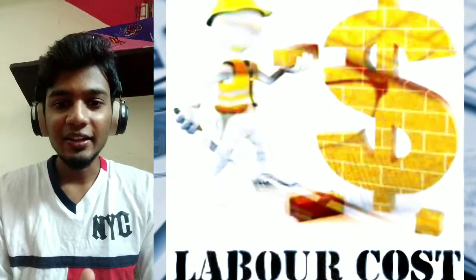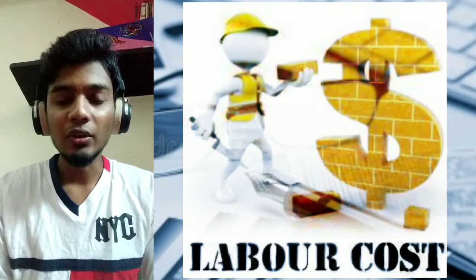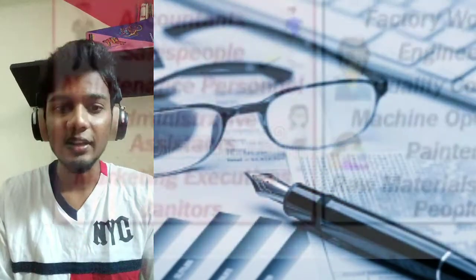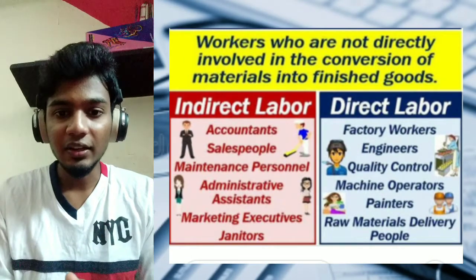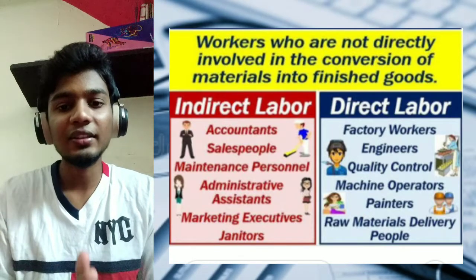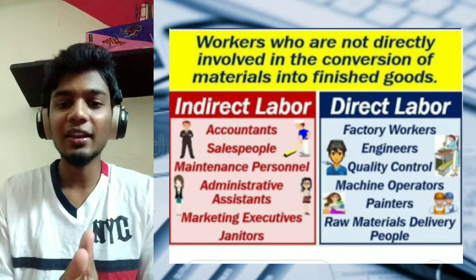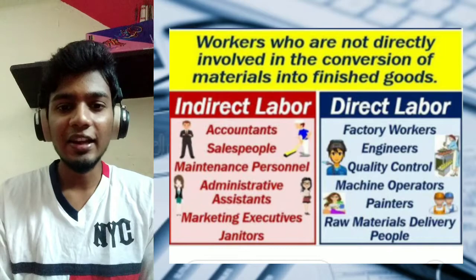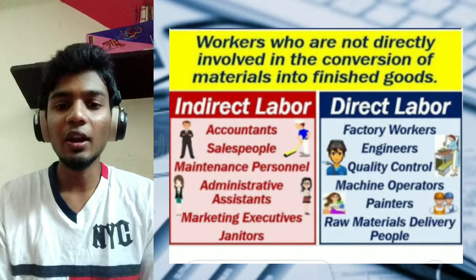Now, the second element is labor cost or employee cost, whichever you prefer. When it comes to labor cost, we have direct labor and indirect labor. What is direct labor? For manufacturing a particular thing, the manufacturer or the worker, we may call direct labor. When it comes to indirect labor, the supervisor, the trainee, those people we may call indirect labor. So this is what we signify as labor cost or employee cost.